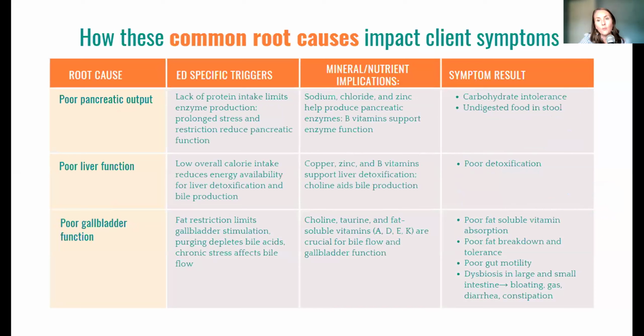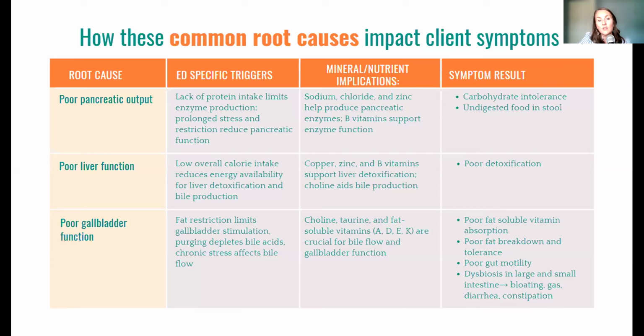With poor pancreatic output, you might see carbohydrate intolerance. This can look a lot of different ways. You might see somebody getting really tired after meals. That can also be blood sugar related, but you also might see that they have tons of undigested food in their stool as well, or that carbs tend to really cause symptoms for them. Whether it's undigested food, whether it's fatigue, sometimes you might see vegetable fibers in the stool, etc.